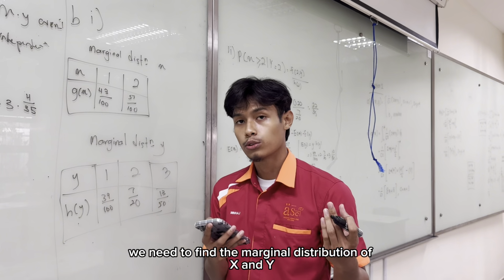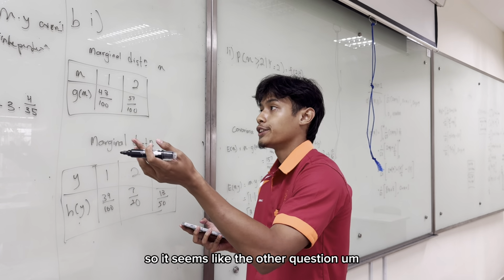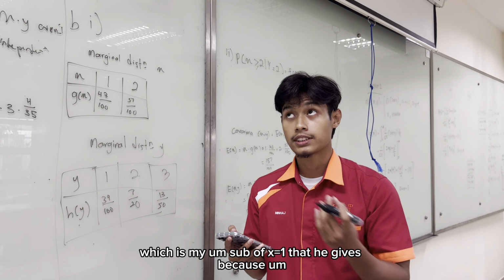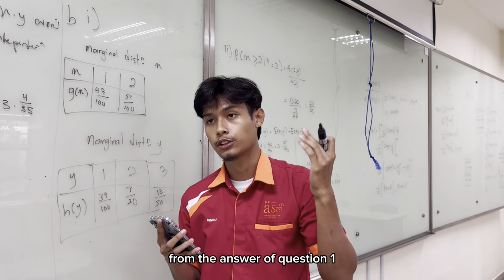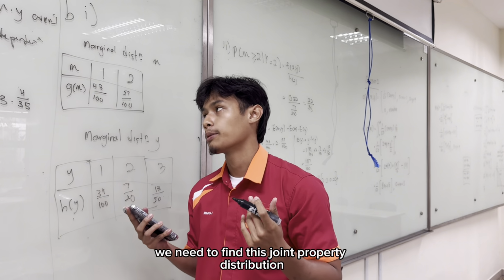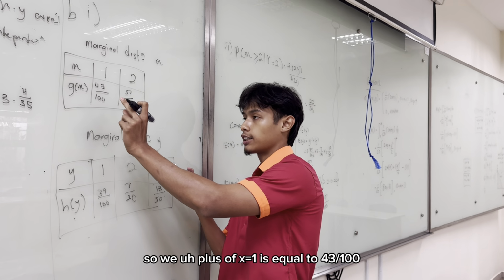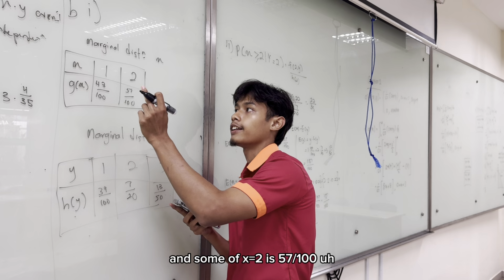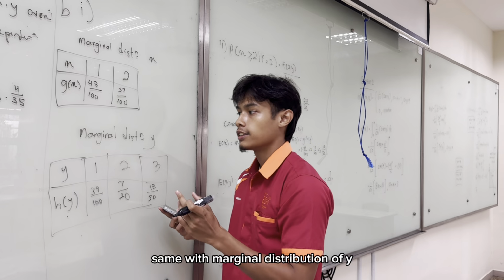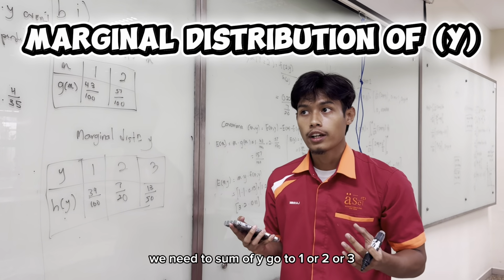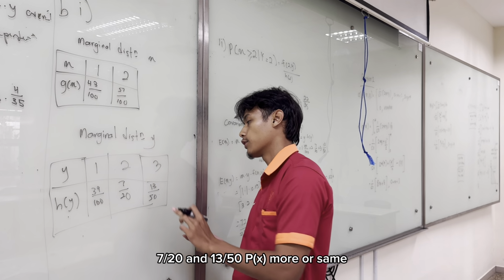For question B, he gave us a joint probability distribution, so we need to find the marginal distribution of x and y. It's the same as the other question. We just sum the x1 values that he gives, because from the answer of question 1 we found the joint probability distribution, and now we need to find the marginal distribution of x. So the sum for x1 is 43/100 and the sum for x2 is 57/100. Same with the marginal distribution of y, we sum for y equal to 1, 2 or 3, which gives 39/100, 7/20 and 13/3.